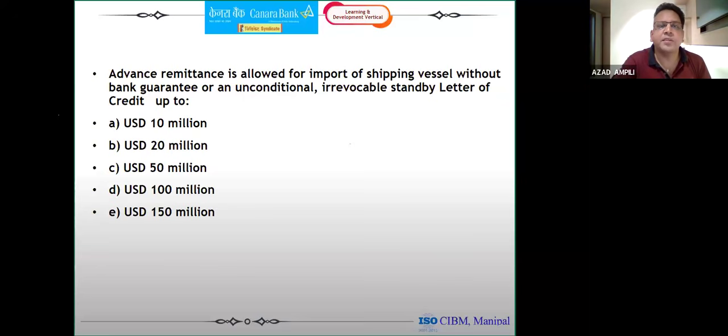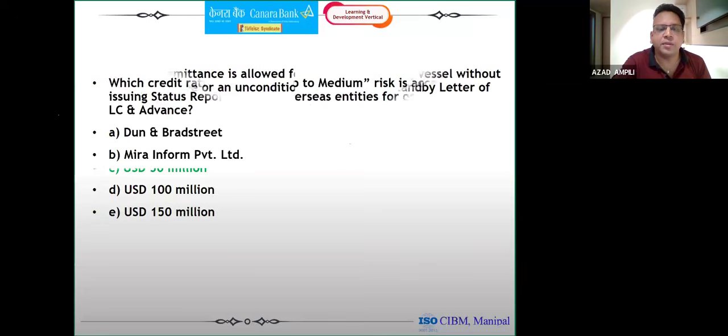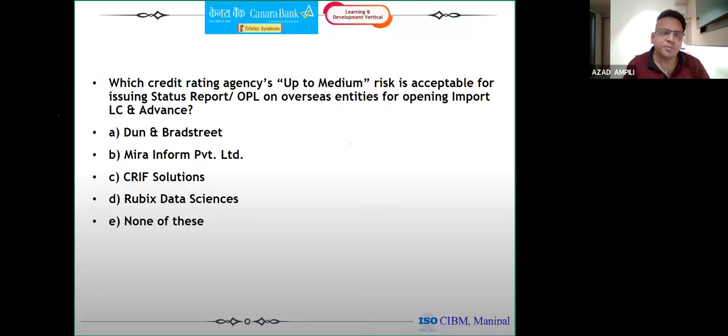Yes. Everybody is giving the right answer. Yes, 50 million is the right answer. Next question. I will see who will answer this question. Which credit rating agencies up to medium risk is acceptable for issuing status? Wow, we are doing this also right. Great, great.